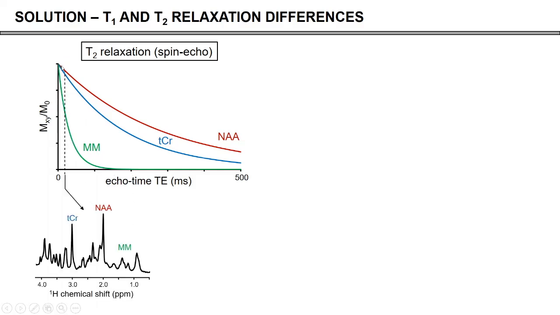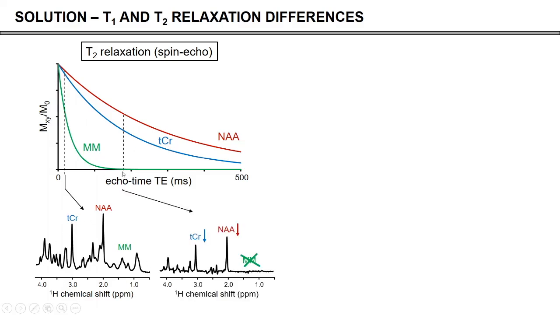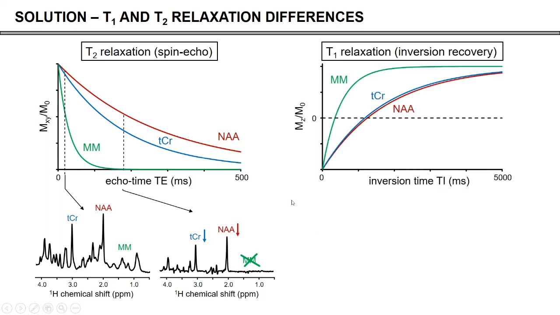That means that if you acquire a spectrum at a short echo time, you get everything on top of each other. But if you acquire at an echo time that's a little bit longer, the macromolecules have decayed to 0, and you can see that you have a very flat horizontal baseline. And so you can definitely observe the metabolites separated from the macromolecules. The difference in T2 between metabolites is relatively small, and so this is not a good way to separate individual metabolites.